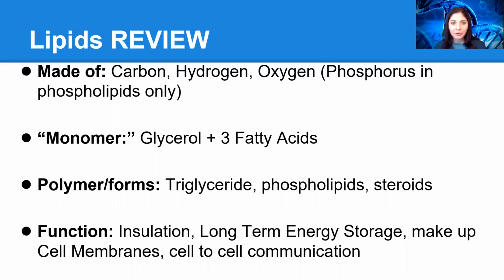So as far as a monomer, we have a glycerol and those 3 fatty acid chains. Now, we don't technically have polymers for fats, but if you're asked for the polymer of a fat, because sometimes in curriculum it refers to them as polymers, you could state a triglyceride, phospholipids, and steroids. Now, those are also referred to as the different types of forms of a lipid. So again, triglycerides, phospholipids, and steroids.